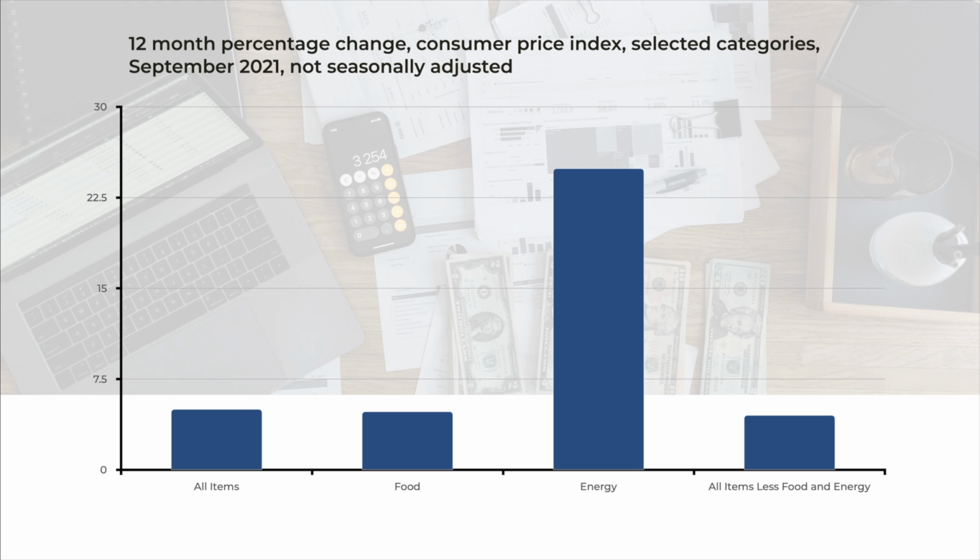today. Here's a chart of the Consumer Price Index selected categories of September 2021, showing some of the increases in costs across the board. All items, food charges, energy. And I'd like to highlight just where energy is at this point in time, because these are the factors that need to be taken into consideration.